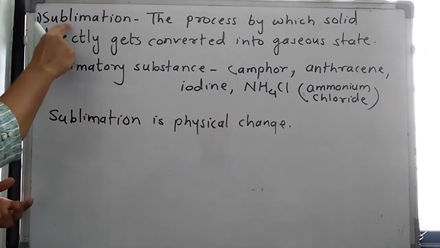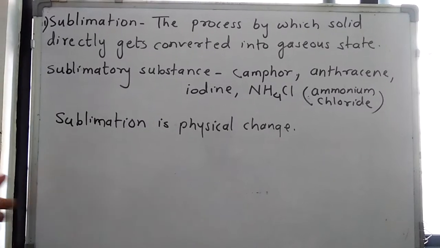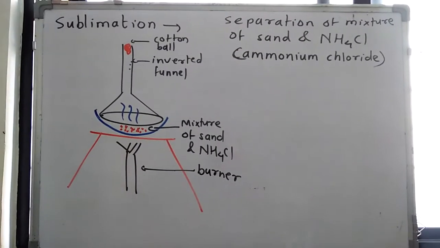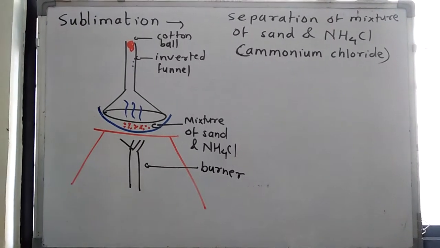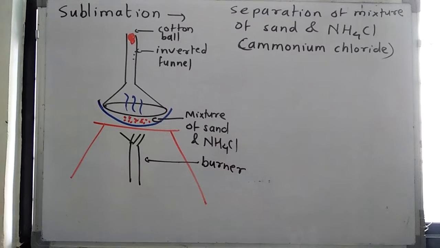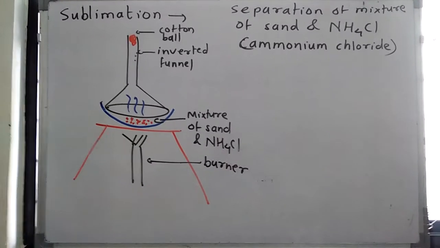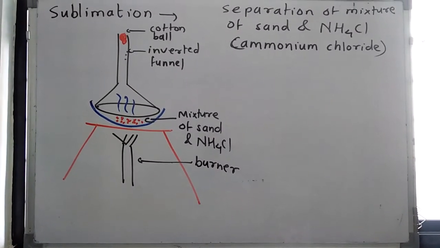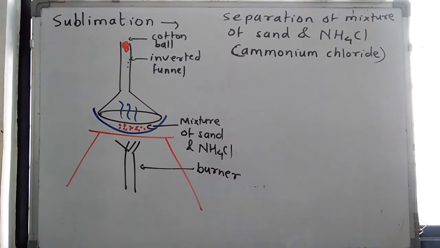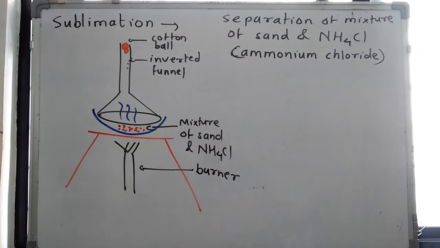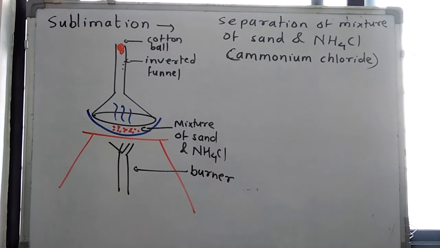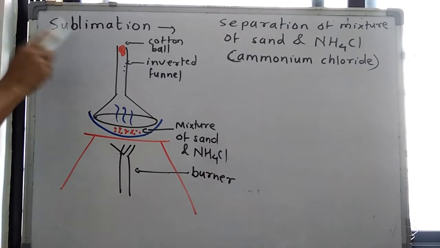Now we have to study how we can separate substances by using the method of sublimation. If you are given a mixture of sand and ammonium chloride, there are two substances, one is sand and the other one is NH4Cl, ammonium chloride. In these two substances, one is a sublimable substance. Ammonium chloride is sublimable and sand is not, and you are asked to separate it. So you can use the method of sublimation.